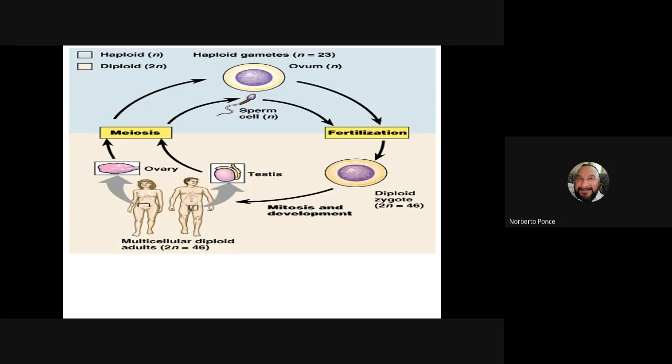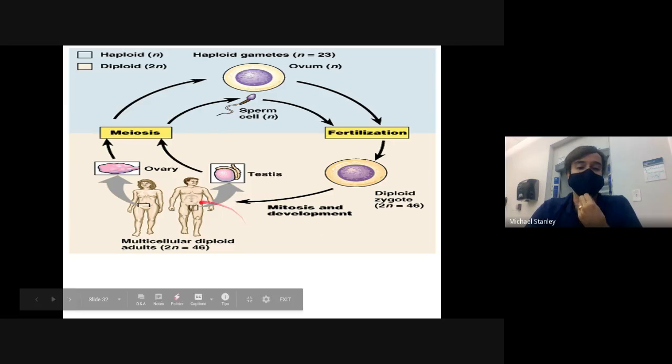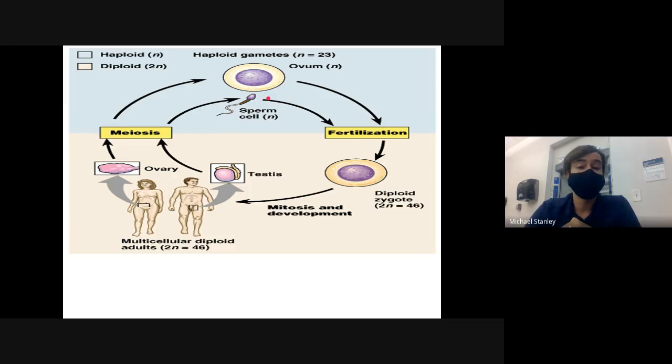From our parents. Exactly, from your parents. You get 1 copy from your mom and 1 copy from your dad. The reason why you only get 1 copy from each parent, even though the cells of each parent have 2 copies, is because your sperm cell has 1 copy of each chromosome. The egg cell has 1 copy of each chromosome. So when the sperm and the egg join together, that's when you get 2 copies of each chromosome.